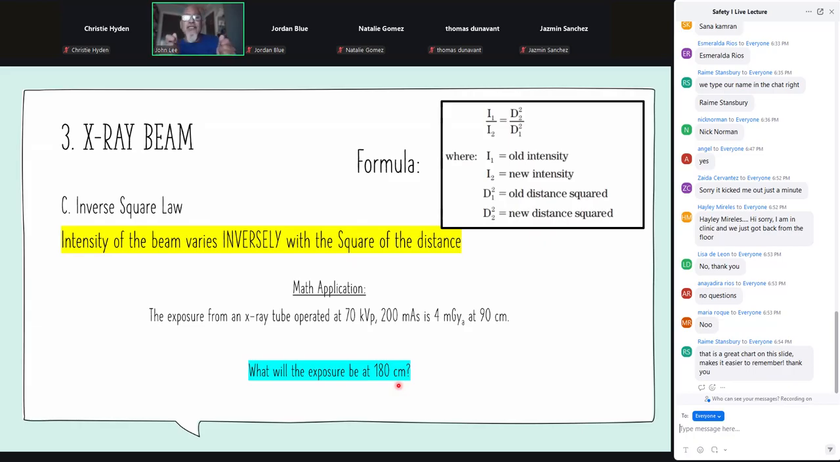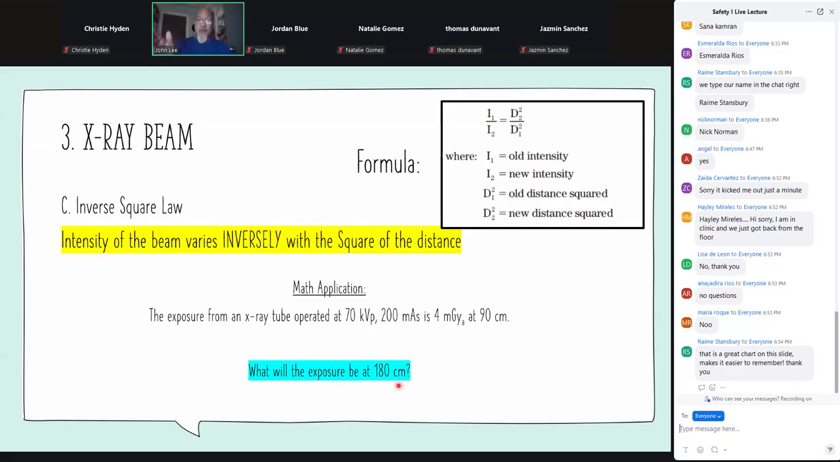And we're going to increase the distance to 180 centimeters. Well, that's 2 times the distance. I've doubled the distance. Now, this is the inverse square law. So if I double the distance, that's 2 over 1. The inverse of that is 1/2. Square that. 1 squared is 1 over 2 squared, which is 4. So 1/4 is the variance. Okay. Now take that 1/4 and multiply it times 4, and it gives me 1. So my answer is going to be 4 milligray in air.